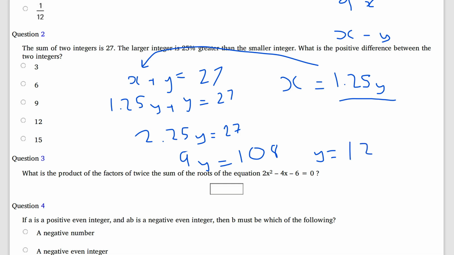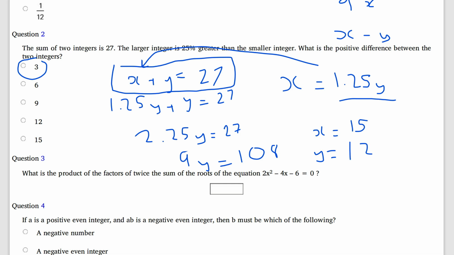Okay, if y is 12, going back to this first equation at the top, we know x plus y equals 27, so x must be, what is that, 15 to add up to 27. And what is the difference between them? Well, x minus y, the difference between 15 and 12 is 3, so the answer is A. I'd say the key moment in that question was writing down that if x is 25% greater than the other number, then x equals 1.25y.